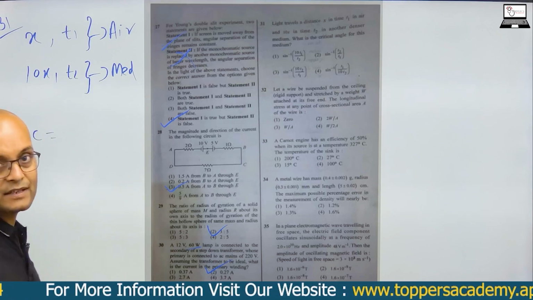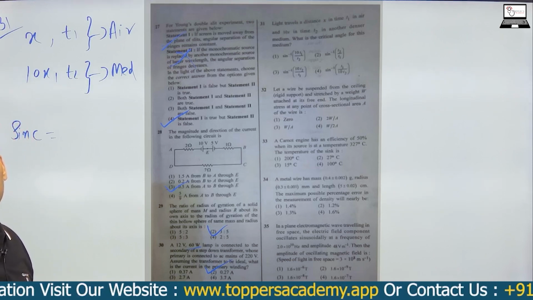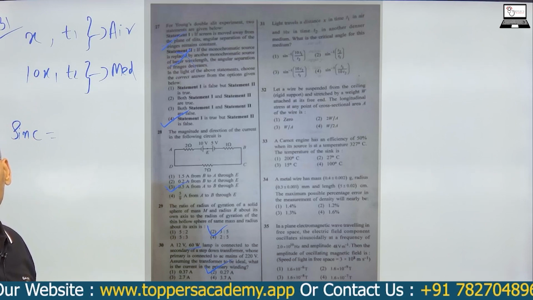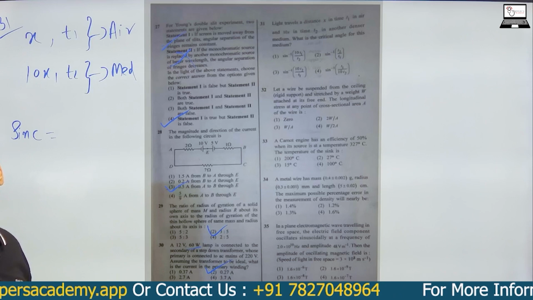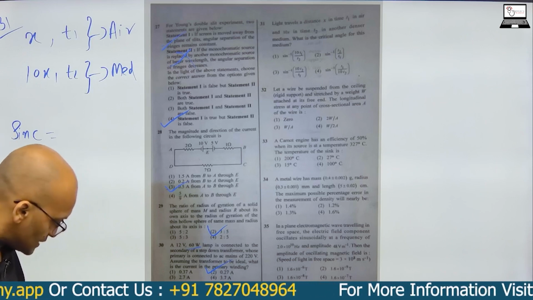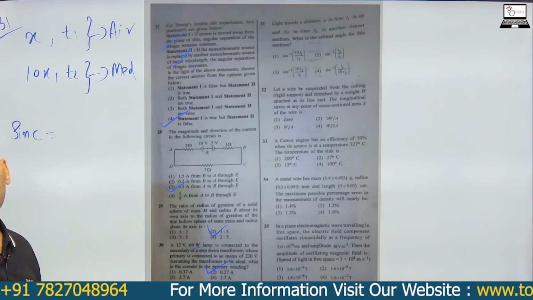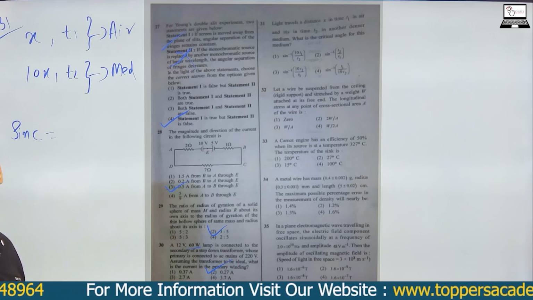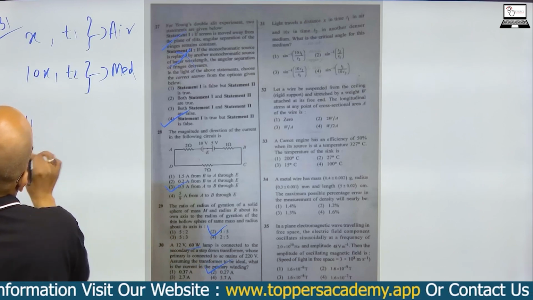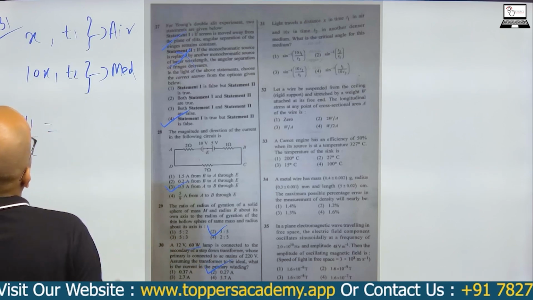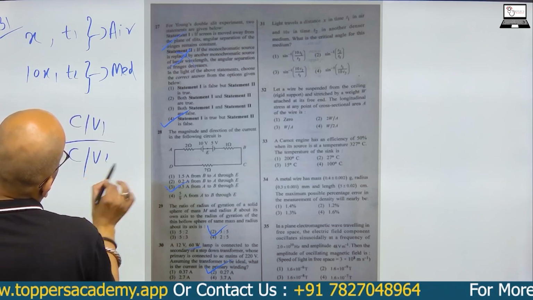Sin C is equal to what? Mu rarer upon mu denser. Yes or no? Sin C is equal to mu rarer upon mu denser. Anyway, I can solve it like this. Mu1 upon mu2. Mu1 will be C upon V1. This will be C upon V2.